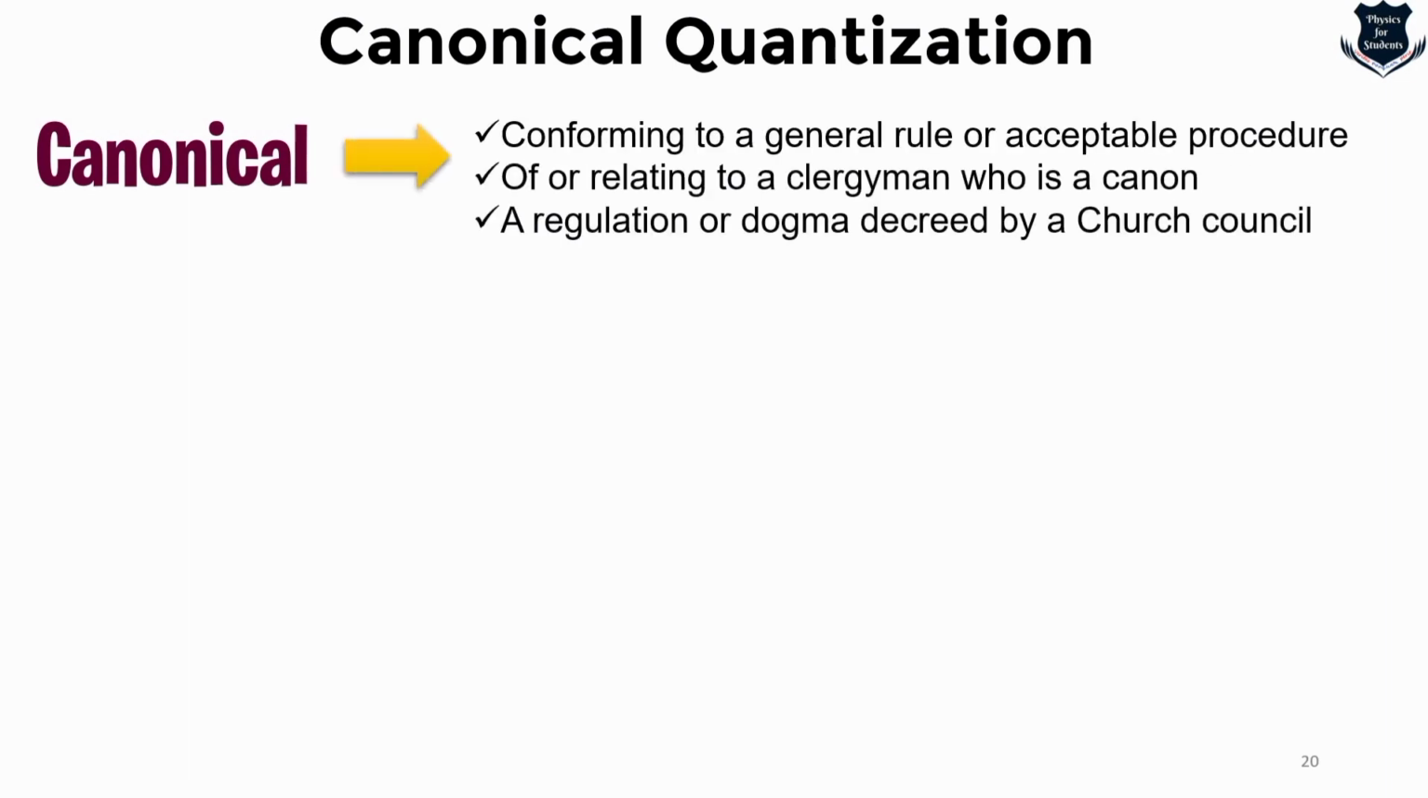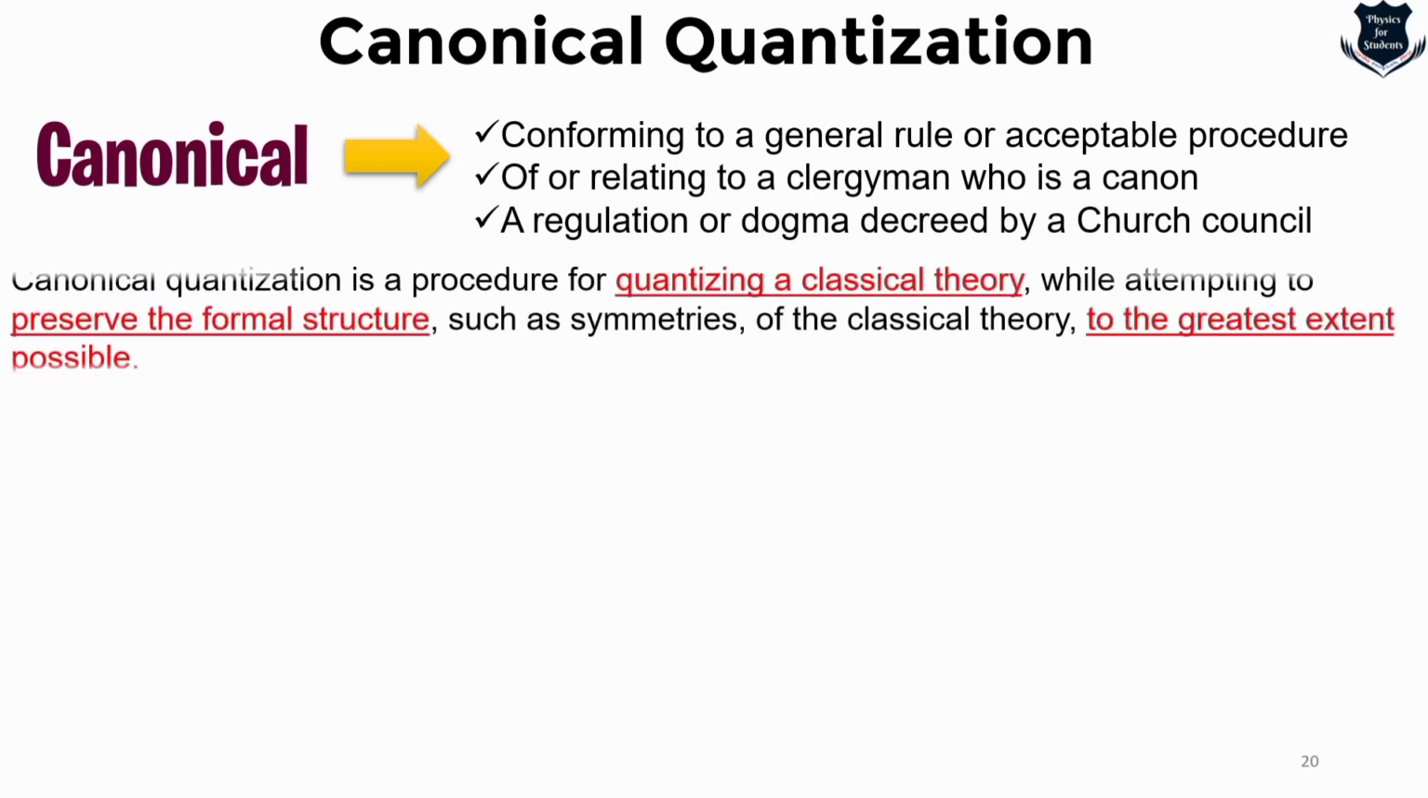Now first let us understand the meaning of this term canonical. It is actually conforming to a general rule. It relates to a clergyman who is a canon, or something related to the church or council. So in general, what we can say is that canonical means something which is related to acceptable law or a procedure.